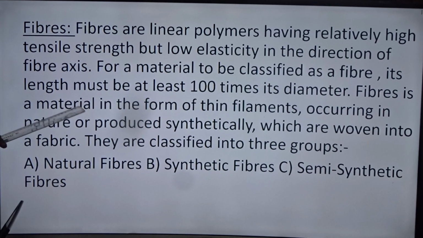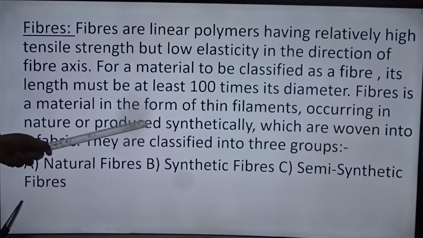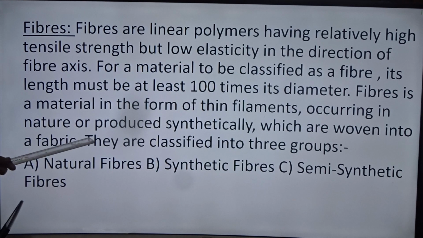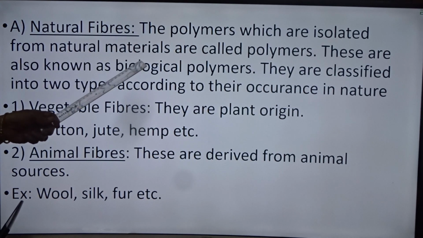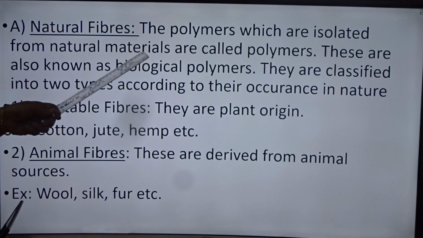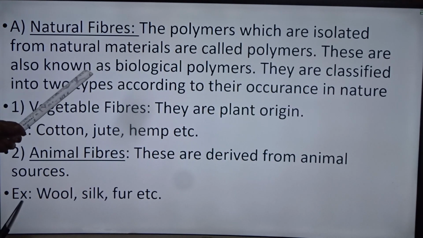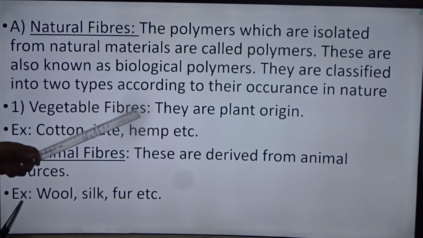A fiber is a material in the form of thin filaments, occurring in nature or produced synthetically, which are woven into a fabric. They are classified into three groups: natural fibers, synthetic fibers, and semi-synthetic fibers. First of all, natural fibers. The polymers which are isolated from natural materials are called natural polymers. These are also known as biological polymers. They are classified into two types according to their occurrence in nature.